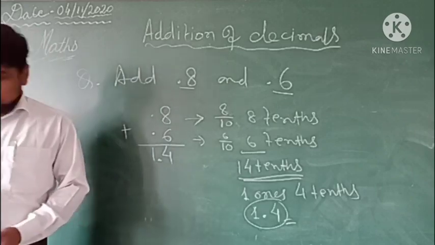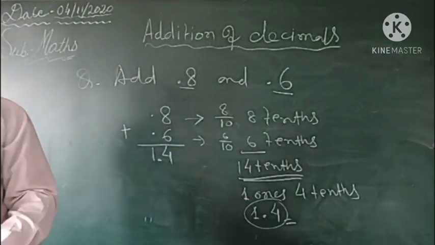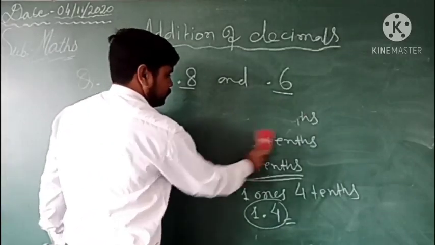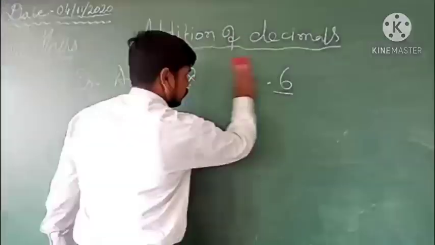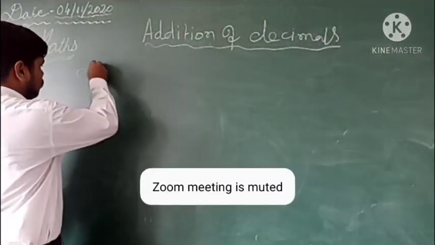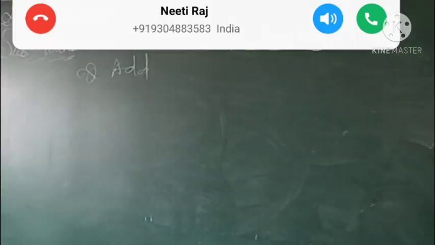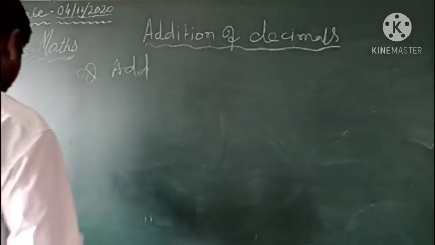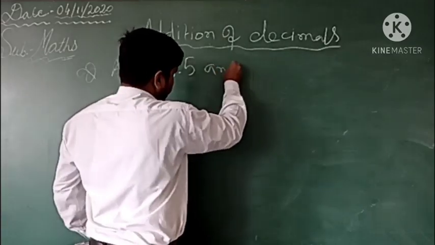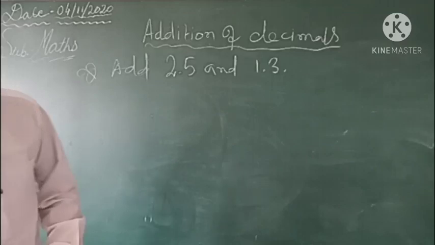So now I am giving one sum, so quickly do this sum by yourself and tell me the answer. Add 2.5 and 1.3. So quickly do this sum and tell me the answer. Quickly add it and tell me the answer.